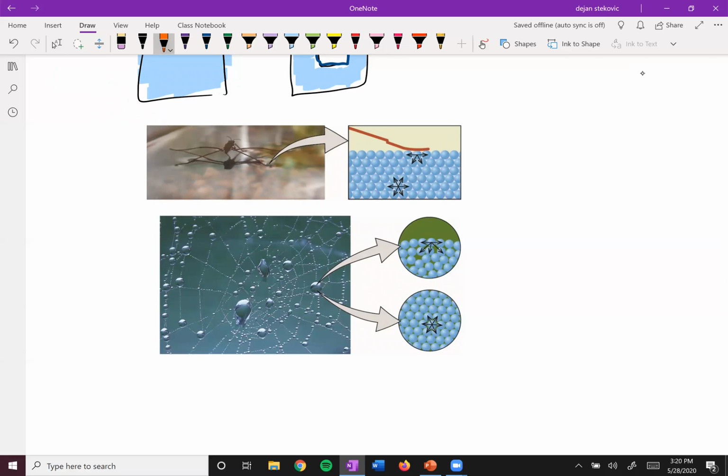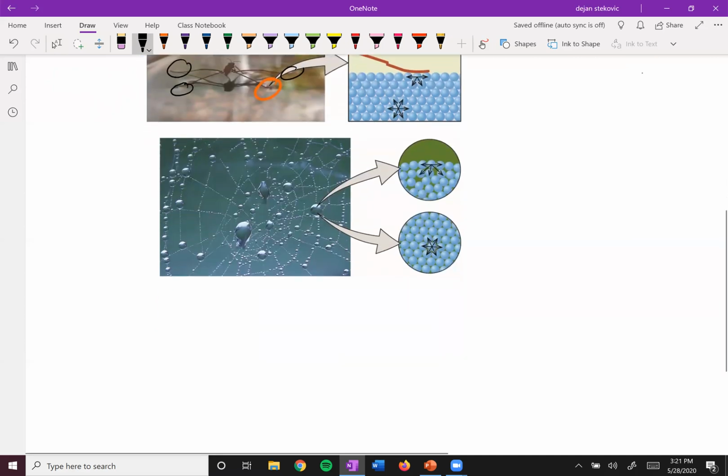You can see this little spider trying to walk on the water, right? If it tries to push its leg down, you're going to basically break these intermolecular forces. And since water has high surface tension, it allows this little bug to walk on the water.